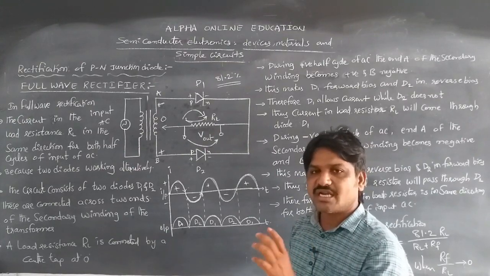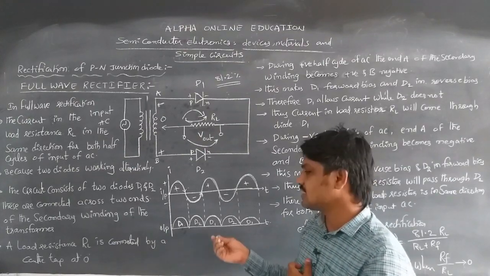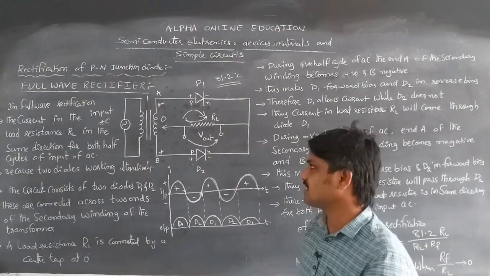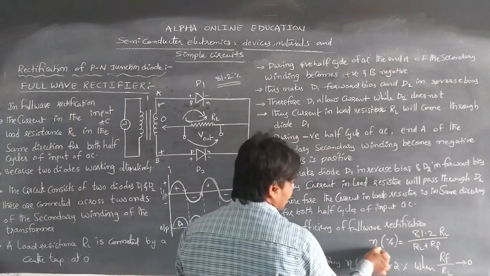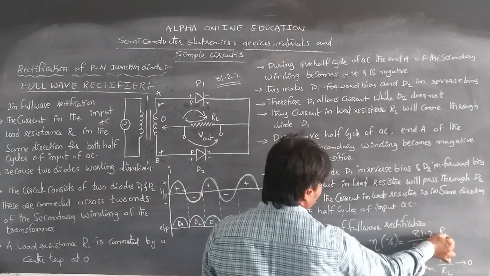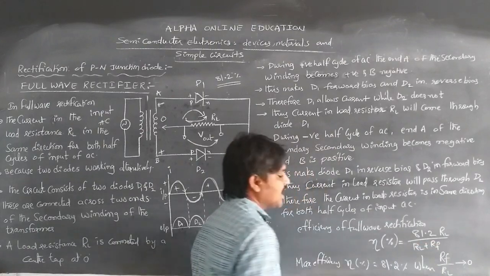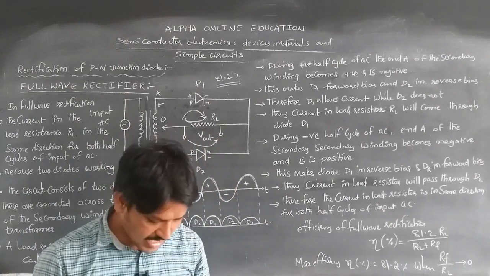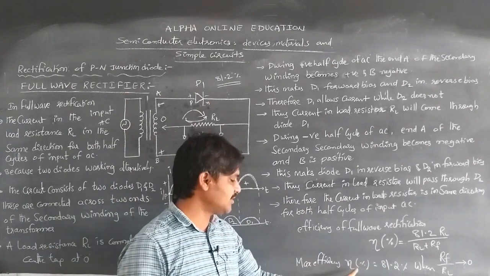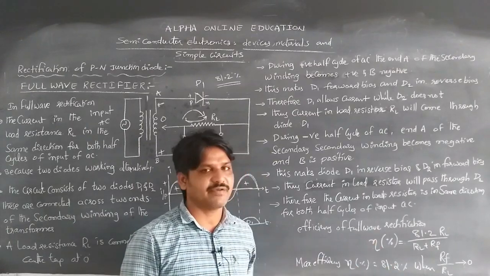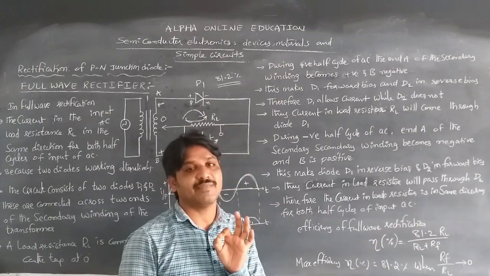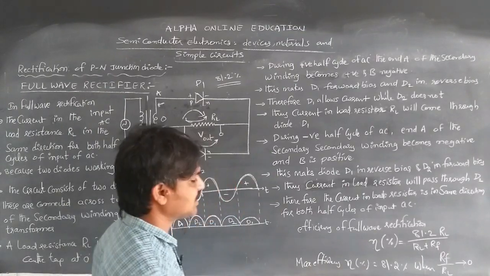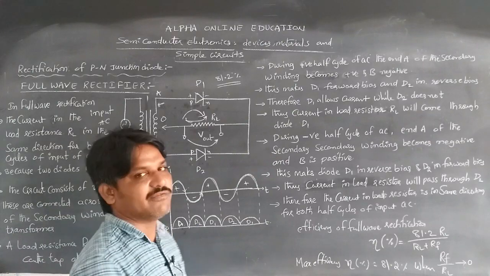Due to this alternating working of the two diodes, we get 81.2% efficiency for a full wave rectifier. We know the efficiency formula: eta percent is equal to 81.2 RL by RL plus RF, where RL means load resistance and RF means the forward resistance of the diode. So it depends on this. The 81.2% efficiency is there when RF by RL tends to 0. This is about a full wave rectifier.